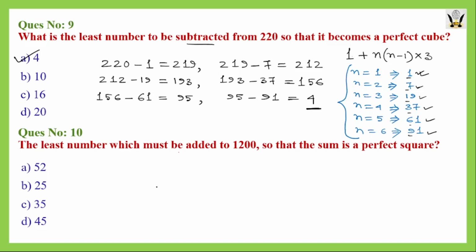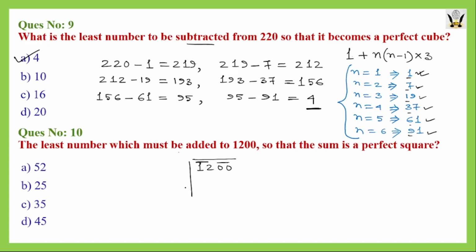Now in the next question, which is the last question of this class, we need to find the least number which must be added to 1200 so that the sum is a perfect square. Again, we know many methods of finding square root. So this time we will be following the division method. In the division method, we know the rule: we will be pairing the digits from the right hand side. So 0 0 will be one pair and 1 2 will be another pair.